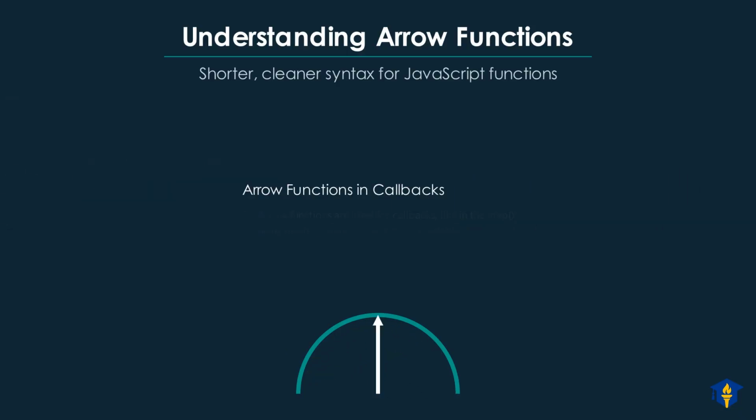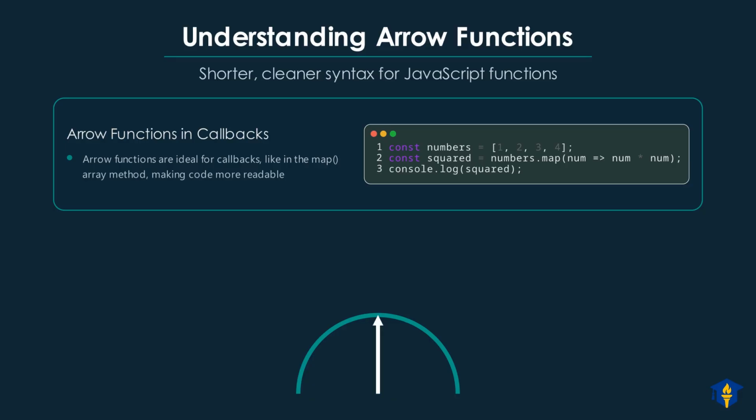Arrow functions are particularly well suited for use in callbacks, making your code even more streamlined. This example shows arrow functions simplifying callbacks, like mapping numbers to their squares for cleaner, more readable code. This code maps an array of numbers to a new array where each number is squared using an arrow function.